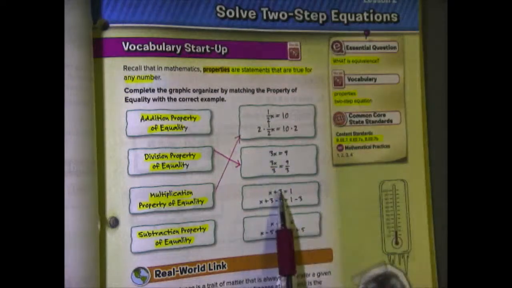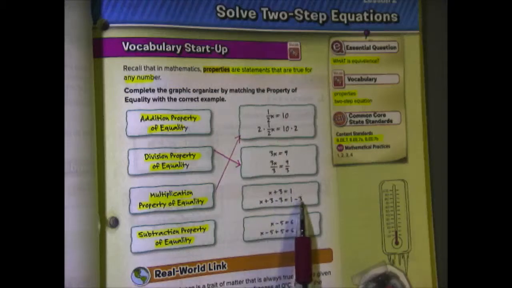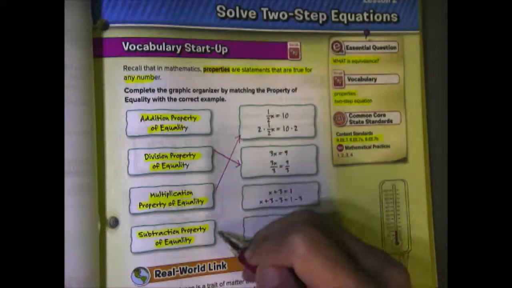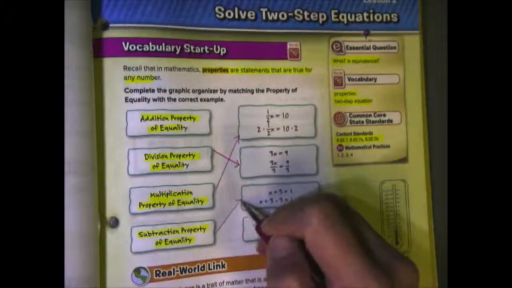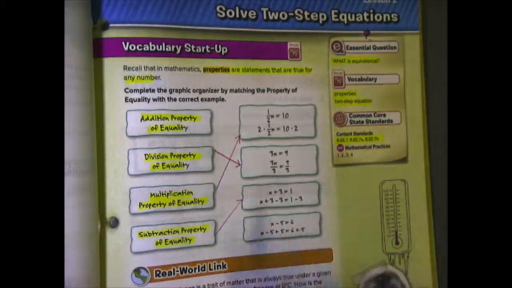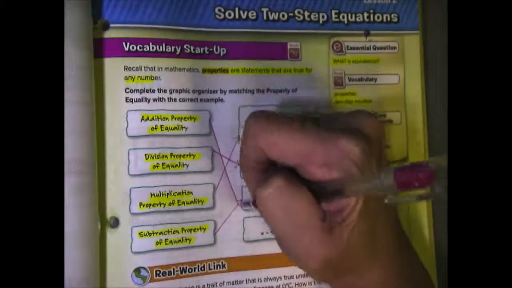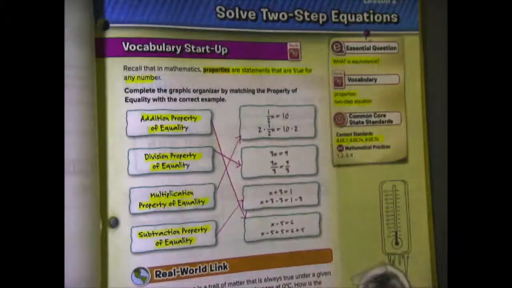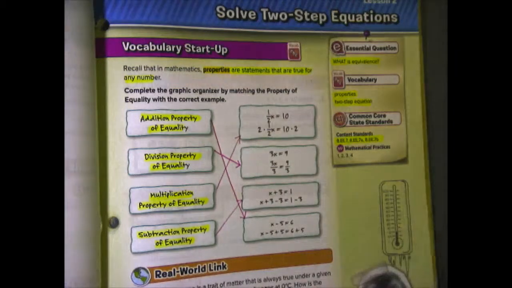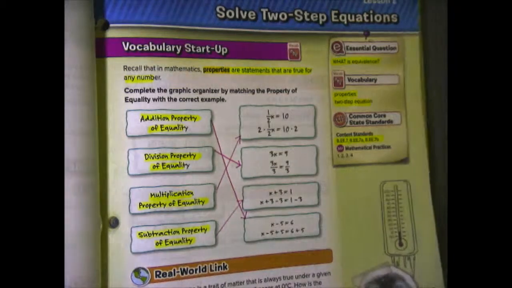On the third one, I have x plus 3 equals 1. In order to solve it, I subtract 3 from both sides. When I subtract 3 from both sides, I'm working with the subtraction property of equality. And so the last one, x minus 5 equals 6. To solve it, we add 5 to both sides, which would be the addition property of equality. Once you have completed that graphic organizer, let's turn to page 122.